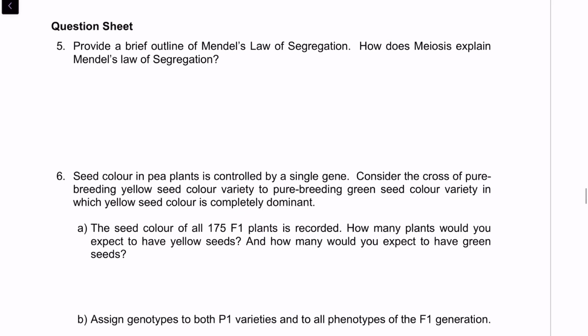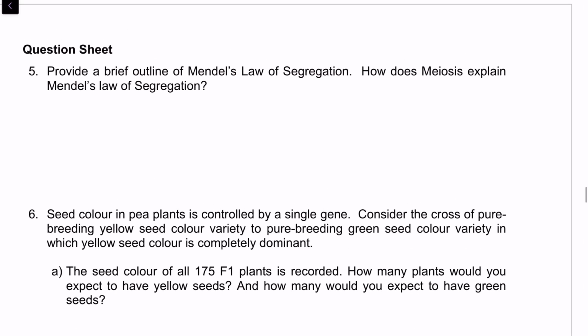Question 5. Provide a brief outline of Mendel's law of segregation. How does meiosis explain Mendel's law of segregation? Okay. So for this one, basically, I'll just write down Mendel's law of segregation, but it just basically means that the allele pairs segregate.